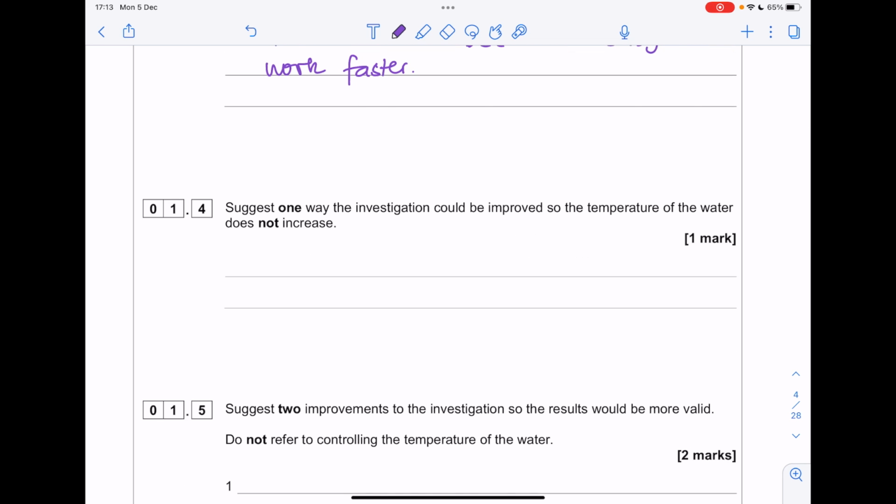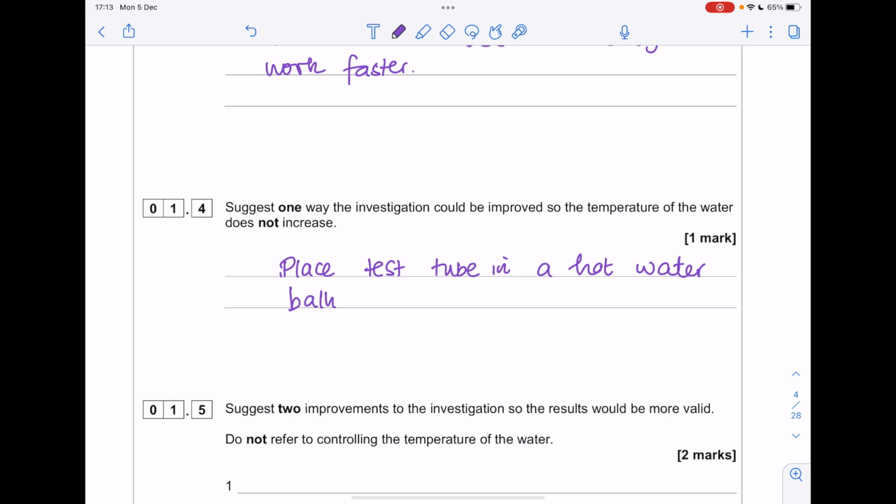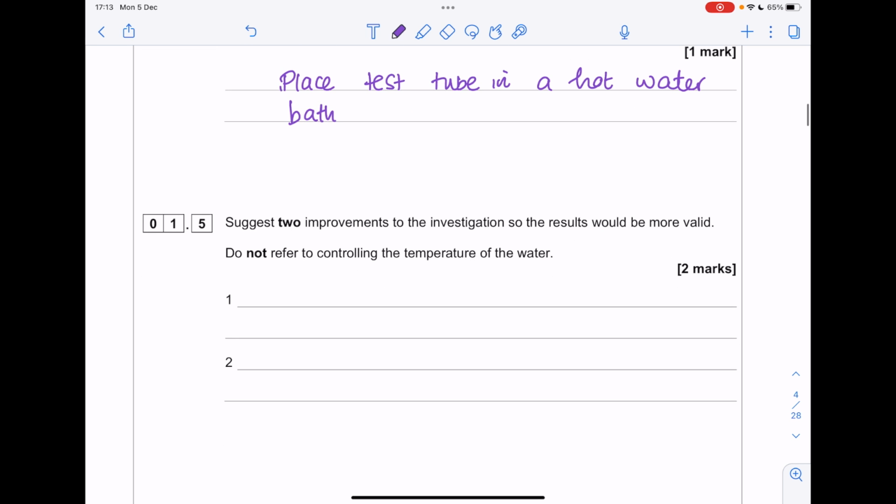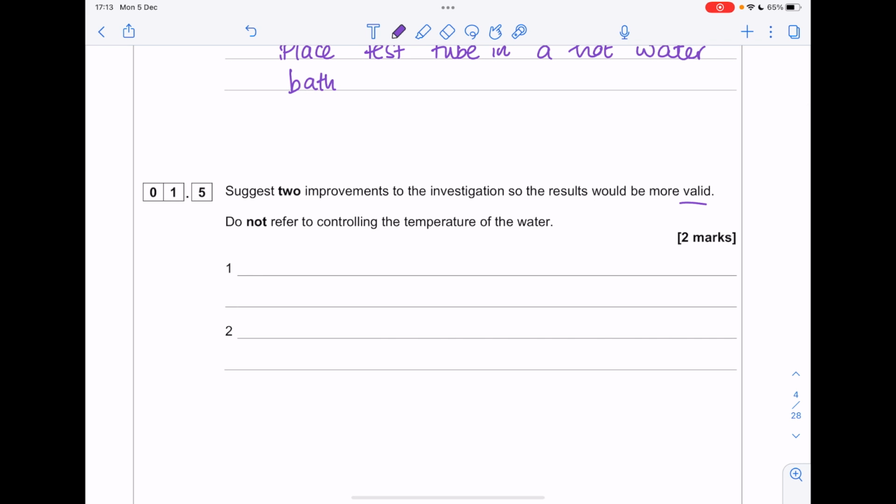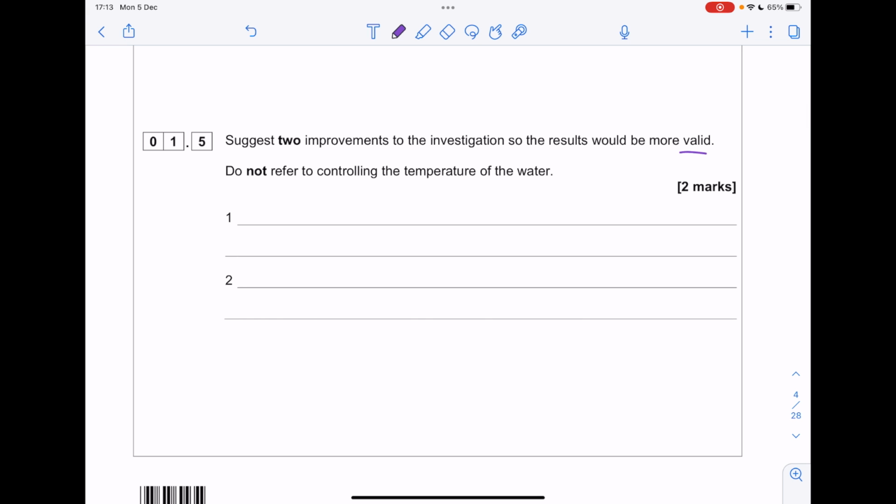Suggest one way the investigation could be improved so the temperature of the water does not increase. What kind of apparatus can you use to keep temperature constant? You can use a water bath. Suggest 2 improvements to the investigation so the results would be more valid. Do not refer to controlling the temperature of the water. So what sort of control variables should we use? So use the same lamp or the same power of lamp. Remember, with experiments, it's always worth repeating and calculating a mean.